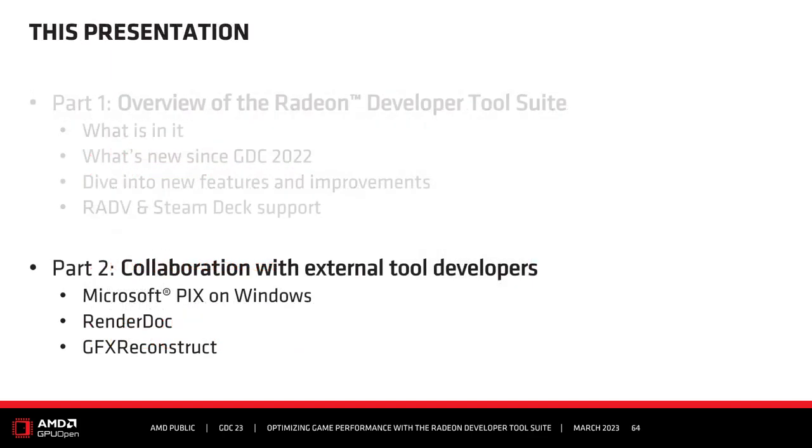One of our goals has been to open source our tools code, a goal we have been achieving gradually. The Radeon Memory Visualizer was open sourced in 2020, and the Radeon Raytracing Analyzer was open sourced in December last year. As part of our commitment with GPUOpen, we have been contributing directly to other open source initiatives, notably GFXReconstruct and RenderDoc, to support ray tracing.